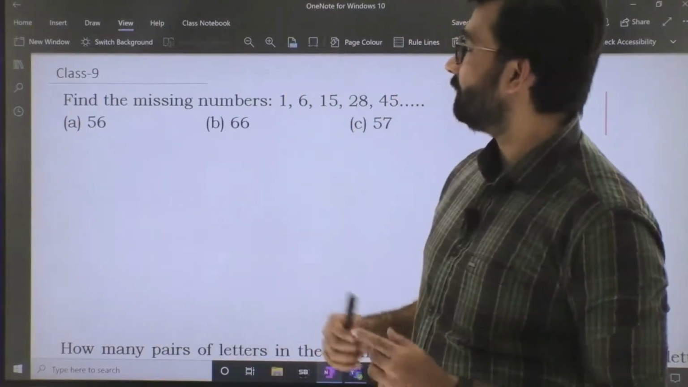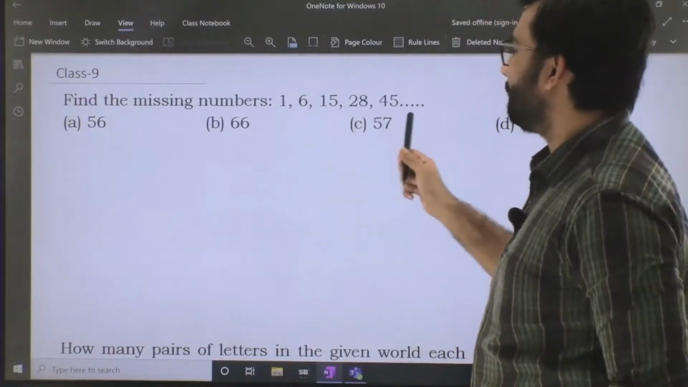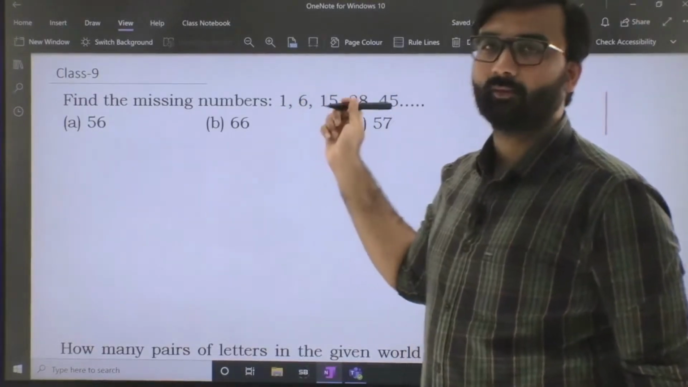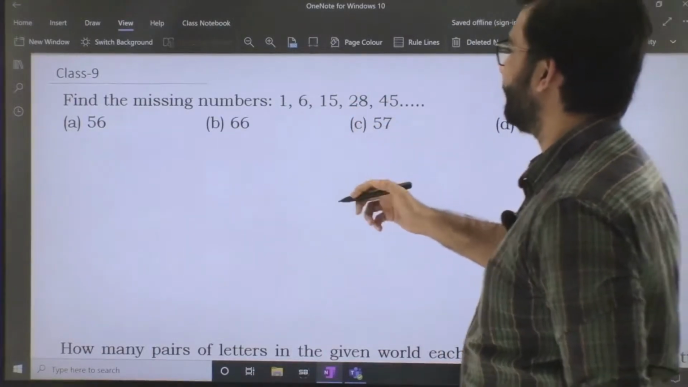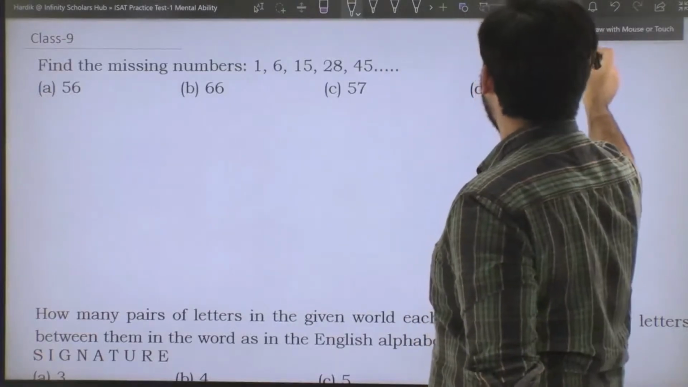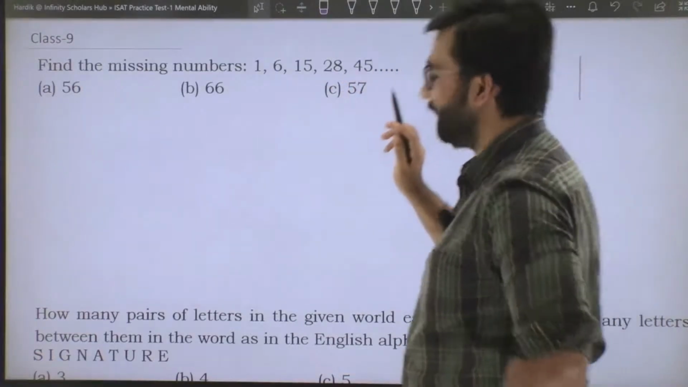The first question is: find the missing number. Basically you have to find out the number which will be next in this series. The numbers given over here are 1, 6, 15, 28, 45.